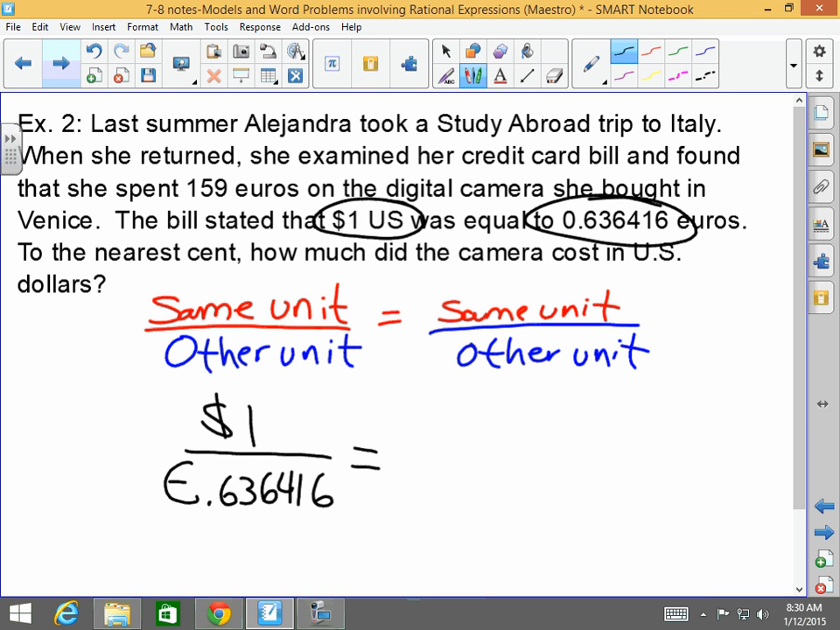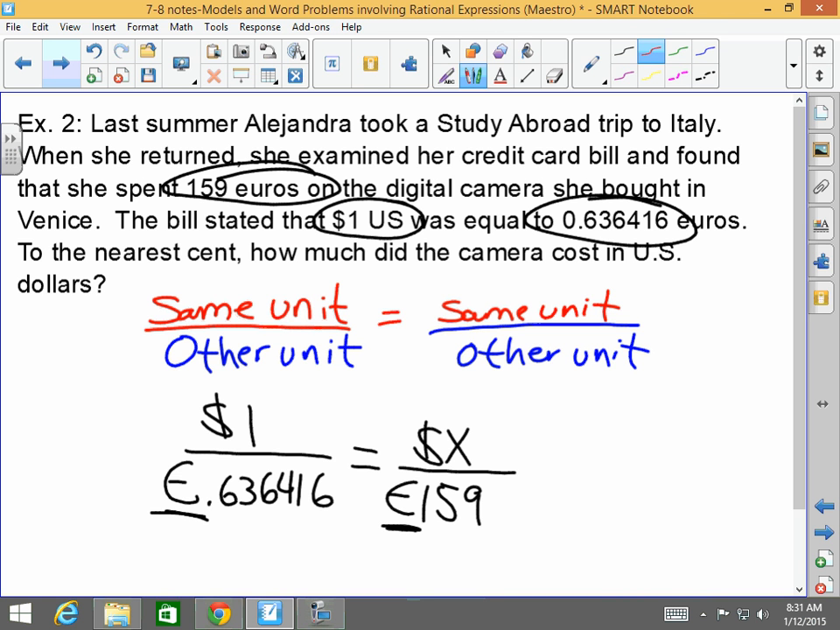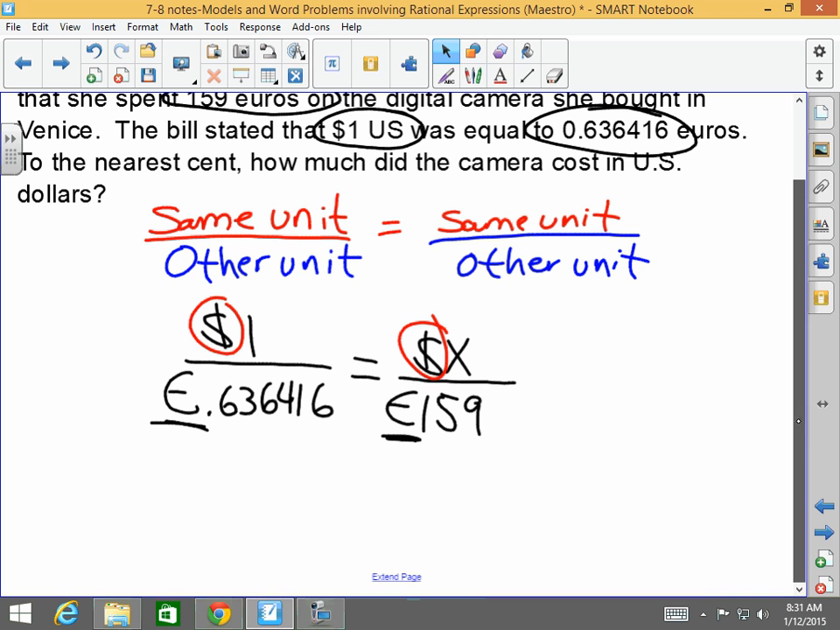Now, where does the proportion come in? She paid 159 euros. So unit to unit. If the numerator in my fact had a dollar, then I want dollars on the numerator of the other ratio. The denominator of my fact had euros, so I'm going to put the 159 euros down here. Unit to unit. I want to find out how much she spent in US dollars, so X goes up here. That's what I mean by unit to unit. Now here we have a very simple proportion.